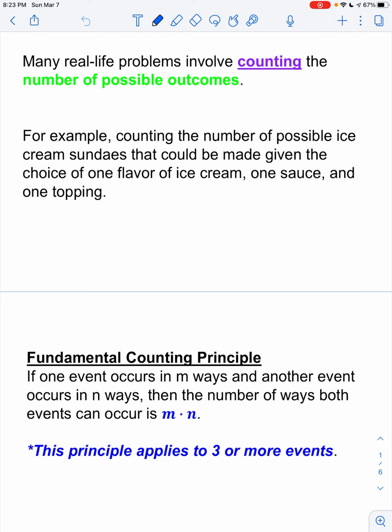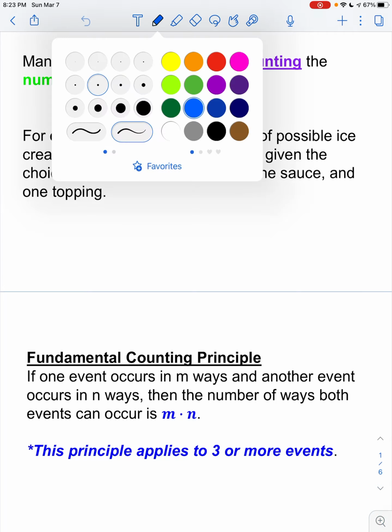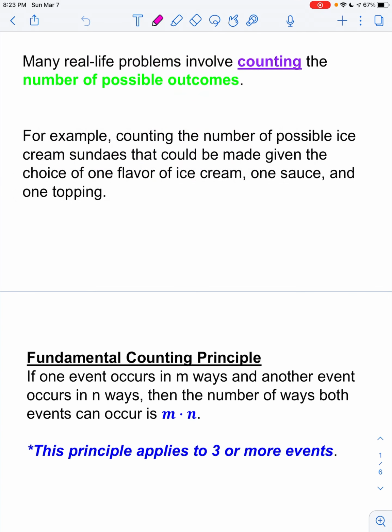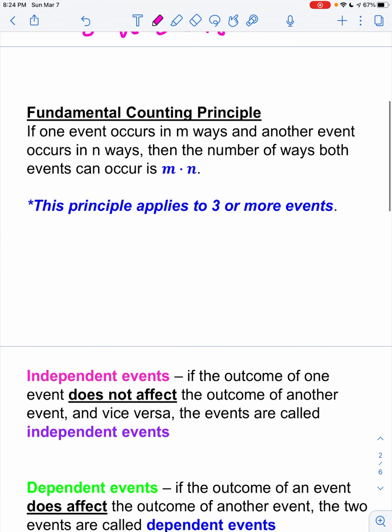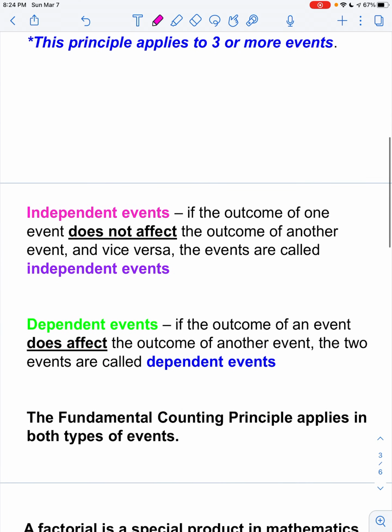And so in my example, if I had 3 flavors of ice cream and 2 sauces and 3 toppings, that would end up being 3 times 2 times 3, or 18 unique sundaes that include one flavor of ice cream, one sauce, and one topping. And using the fundamental counting principle definitely beats having to list and count out all the possible combinations. So that is the fundamental counting principle. And we're going to use it on a worksheet below.